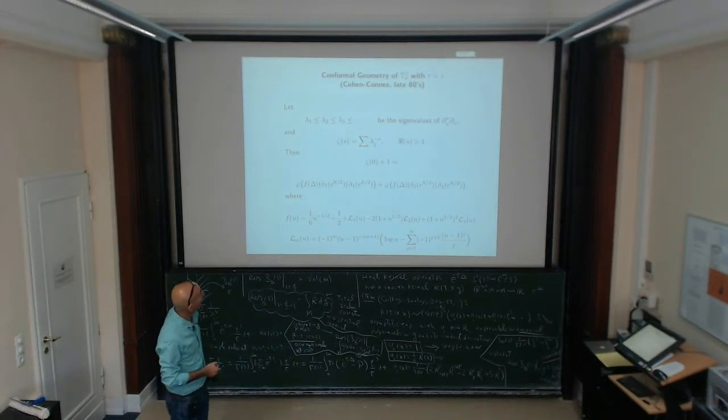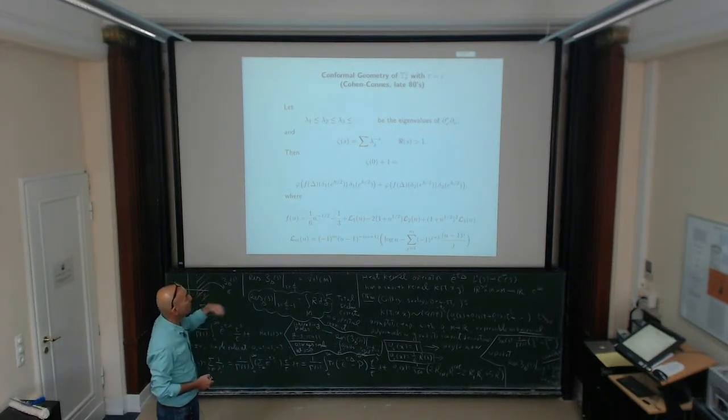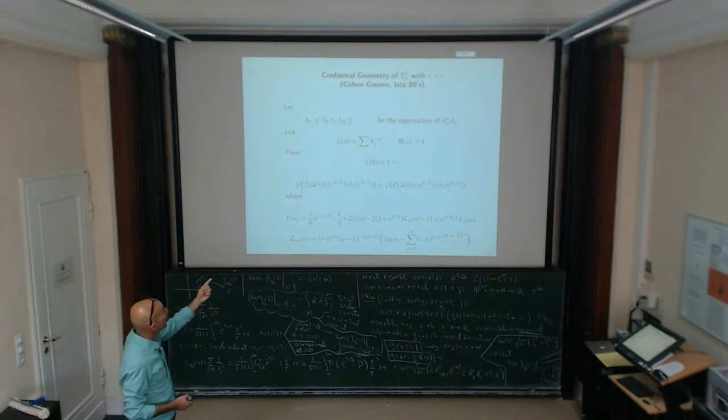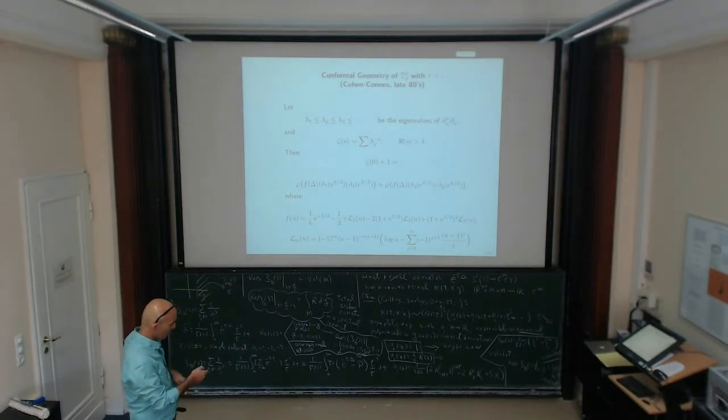So this is the paper that I was talking about. Paulo Tretkov was Paulo Cohen, so the same person. They started in the late 80s with tau equal to i. There is a spectral zeta function, and that's what you want to.